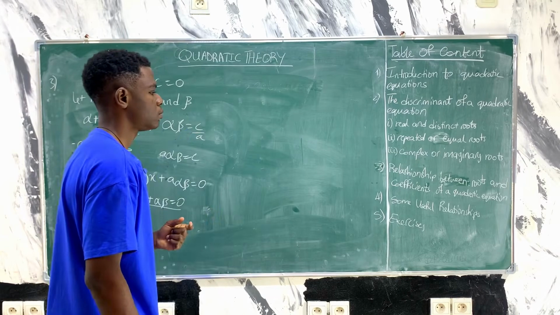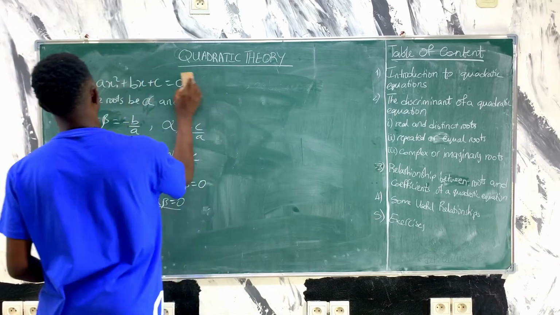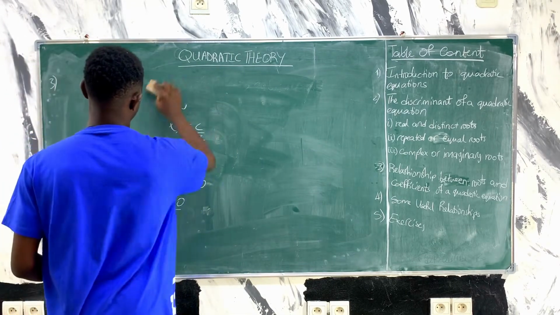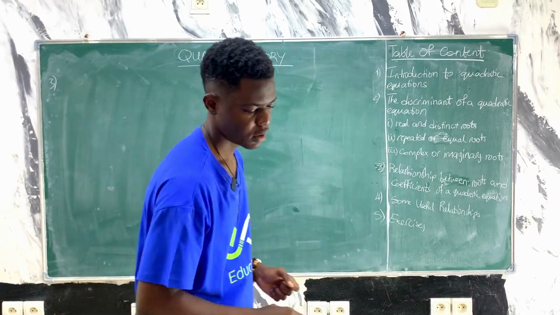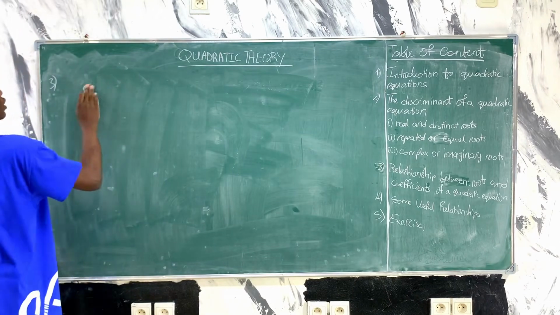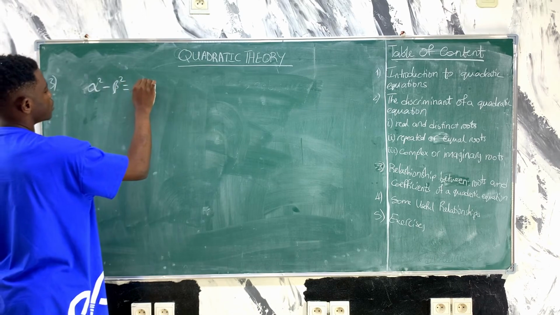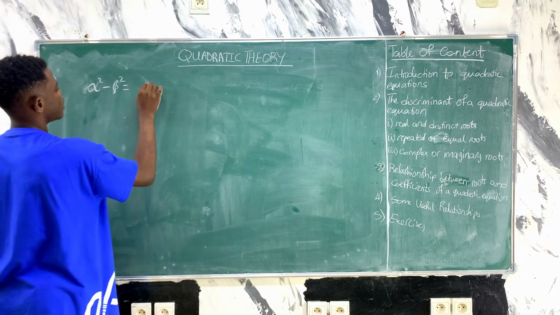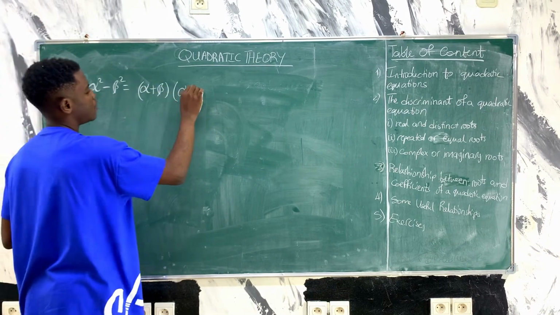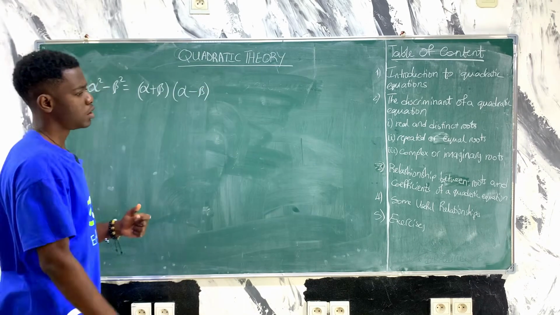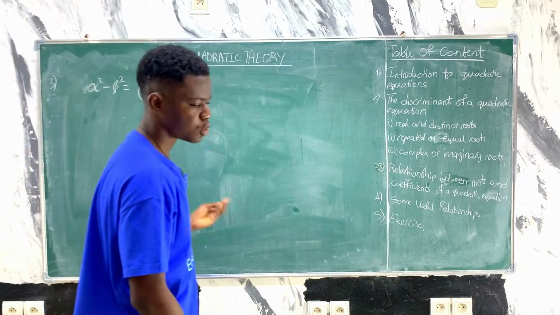We're going to see some useful relationships. Alpha squared minus beta squared is the difference of two squares, so it is alpha plus beta times alpha minus beta. It's still good to know.